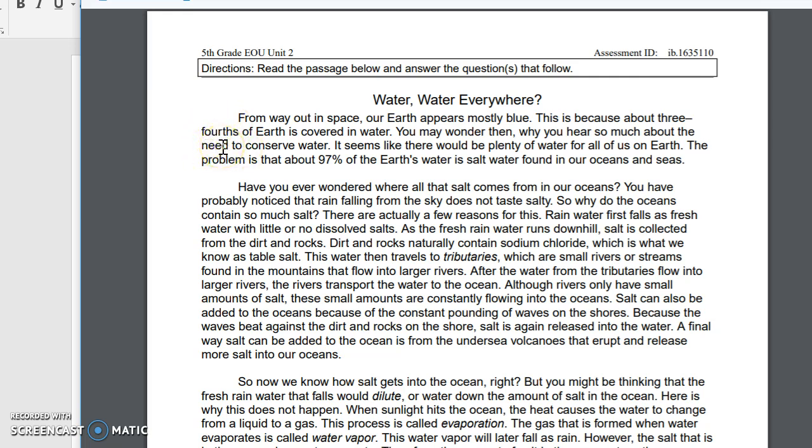And so today in class, we identified, my group, my team, my kiddos, I love you guys, that the power purpose for this particular paragraph was, you guessed it, to introduce the problem. So I'm going to go ahead and highlight that right here. So the problem is that about 97% of the Earth's water is salt water found in our oceans and seas. Now we're going to go ahead and proceed.